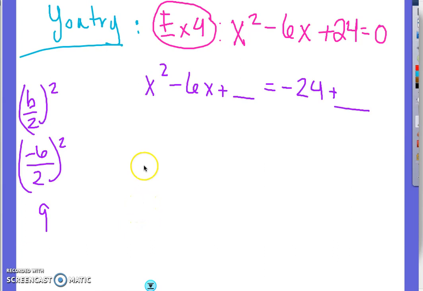So this is my first step. Make sure you made that 24 negative. And then, so when I moved it to the other side, it became negative. And then when I square, so negative 6 divided by 2 is negative 3. When I square negative 3, though, it becomes a positive 9. That number goes in those blanks. You can finish this problem. Pause the video again.